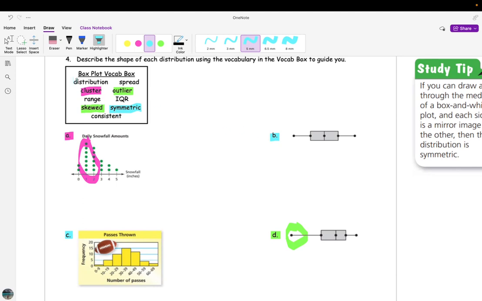So for letter B, we have a nice even distribution. It's nice and spread out. It's all about the same amount spread out throughout. So it's nice and consistent. Don't seem to be any gaps or clusters anywhere. Now in letter C, it's definitely symmetric, but it's clustered around the median. I'm going to say that that's the case too.